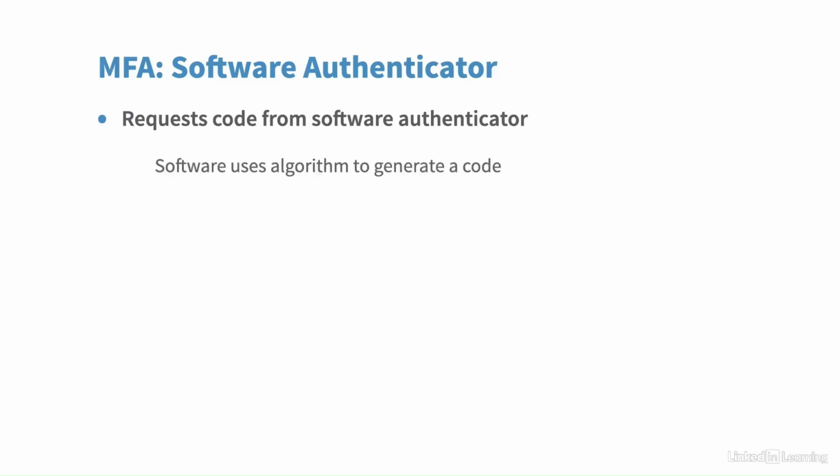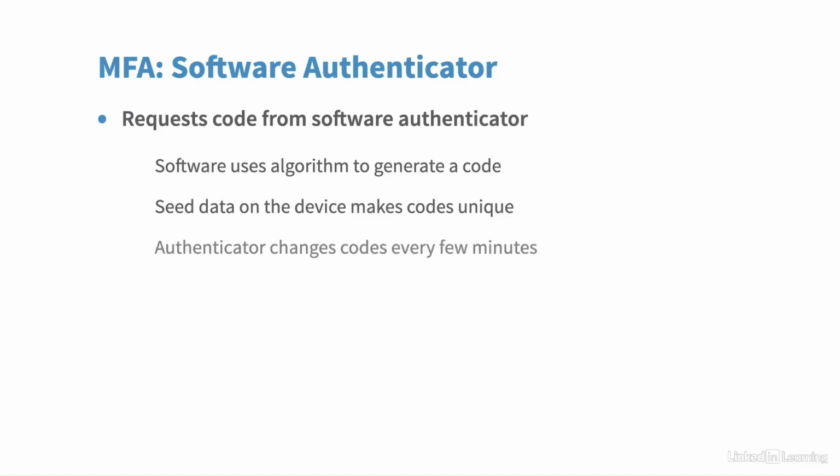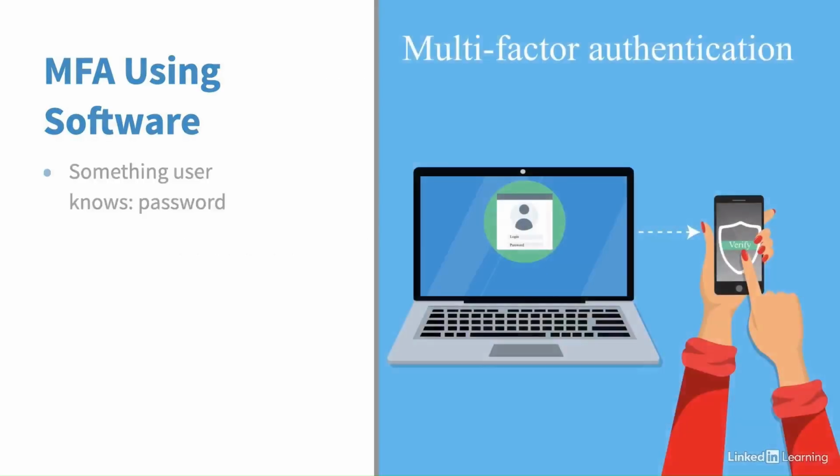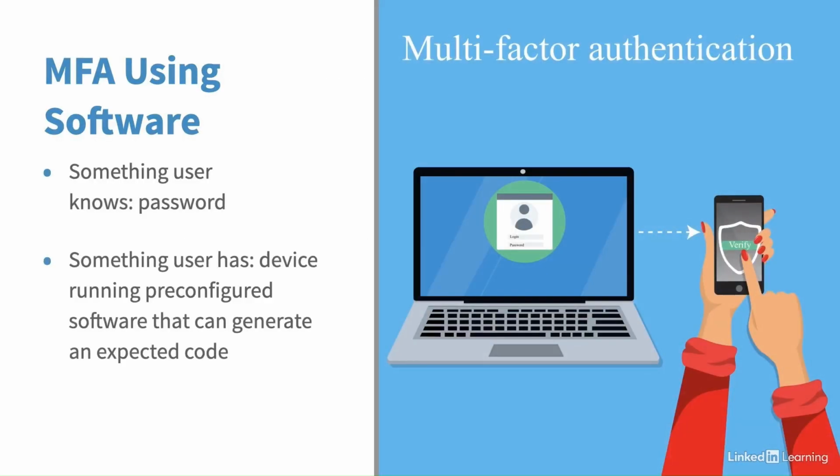These codes are generated by the software algorithm using seed data that makes them unique, and the codes are frequently time-based, so that every minute the code changes. It's referred to as a time-based one-time password, or TOTP. The concept is that if you can access the code, you must currently possess the same device that you configured for access initially, and that becomes the second authentication factor.